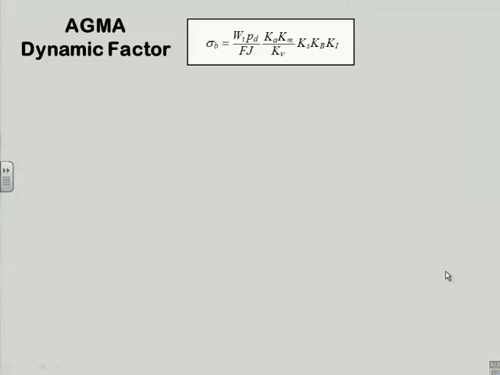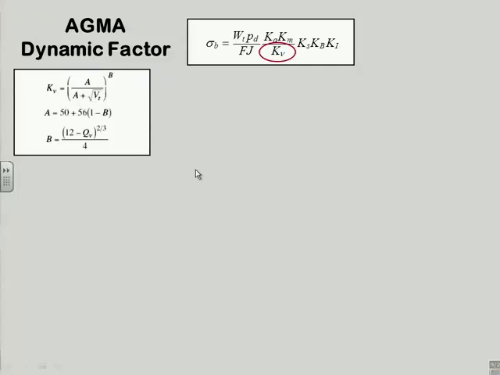So now let's look at each of these factors that we have to worry about in turn. The so-called dynamic factor, that was the KV, which is in here someplace. There it is. And they give us a formula for that. It's an empirical formula. Whenever you see something like this with an A and then a B to the B power or something like that, that's been fitted to data. So it's an exponential function fitted to data. It's A over A plus the square root of VT. Now VT is the velocity, the tangential velocity in the mesh, which is easily calculated.